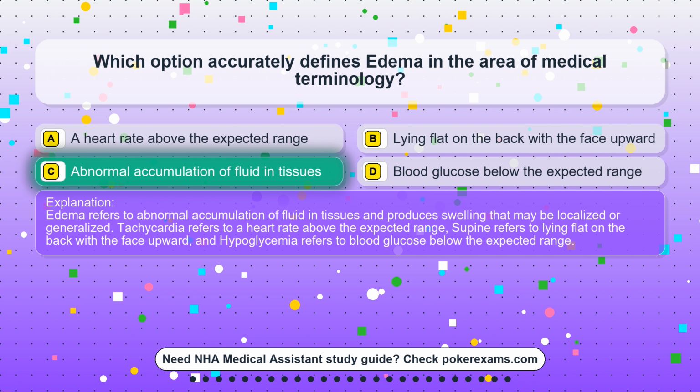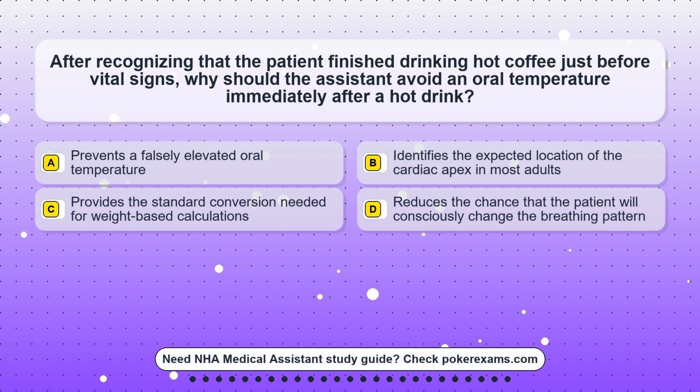expected range. Question 8. After recognizing that the patient finished drinking hot coffee just before vital signs, why should the assistant avoid an oral temperature immediately after a hot drink? Option A, prevents a falsely elevated oral temperature. Option B, identifies the expected location of the cardiac apex in most adults. Option C, provides the standard conversion needed for weight-based calculations. Option D, reduces the chance that the patient will consciously change the breathing pattern.